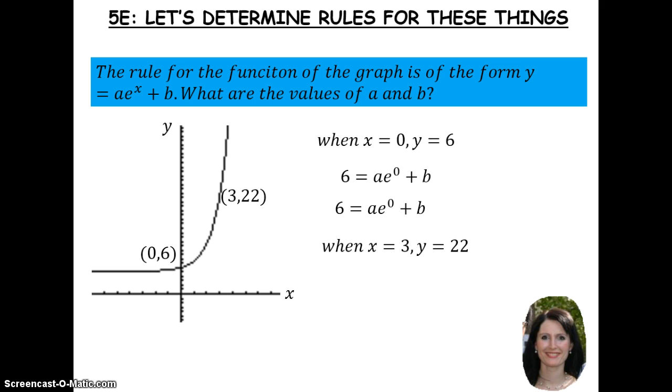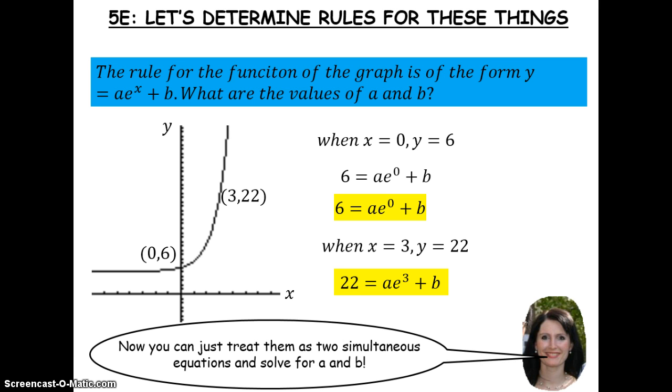The next thing we have is when x is 3, y is 22. So again, let's substitute that in. 22 equals a e to the power of 3 plus b. We now have 2 equations. Usually when we get to this point, when we have 2 equations, we can use elimination to solve. So let's do the same thing here.